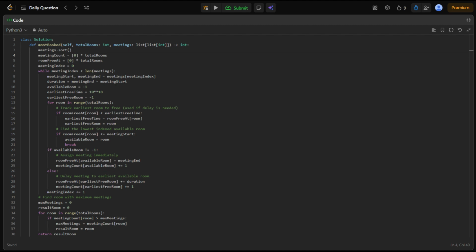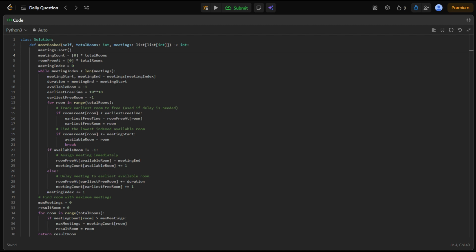Step 2. Track room state. We maintain 2 arrays. Room free at: this stores the time at which each room becomes available. Meeting count: this keeps track of how many meetings each room has handled. Initially, all rooms are free at time 0. All meeting counts are 0.